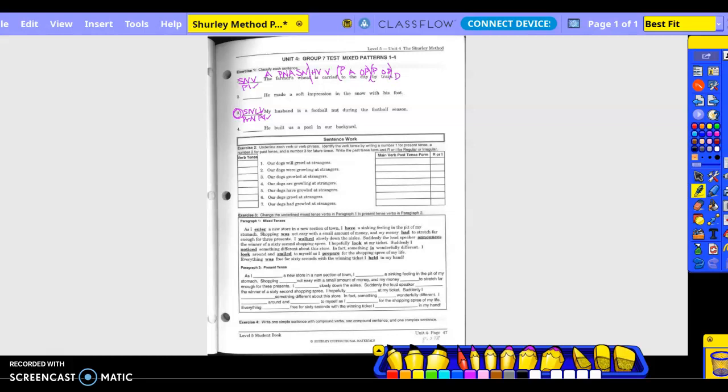Okay. He made a soft impression in the snow with his foot. So, who made a soft impression in the snow with his foot? He. What is being said about he? Made what? Impression. Is impression the same thing as he? No. So it is a direct object. Made becomes the verb transitive. What kind of impression? Soft.